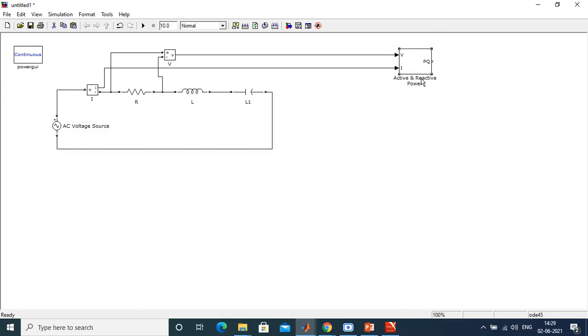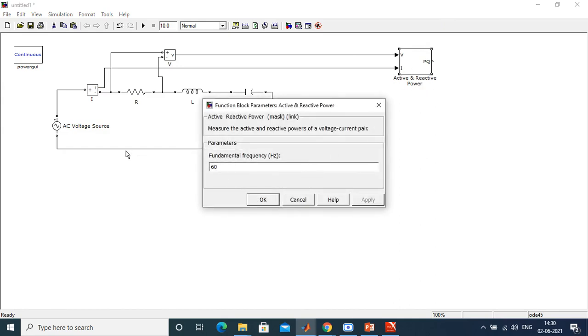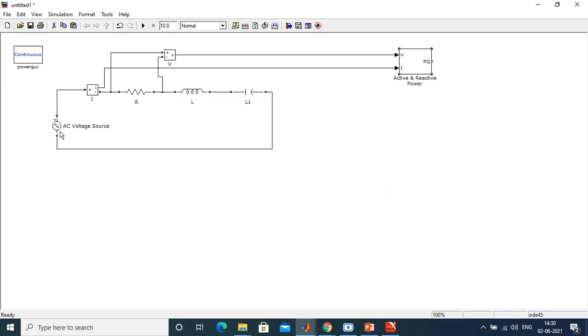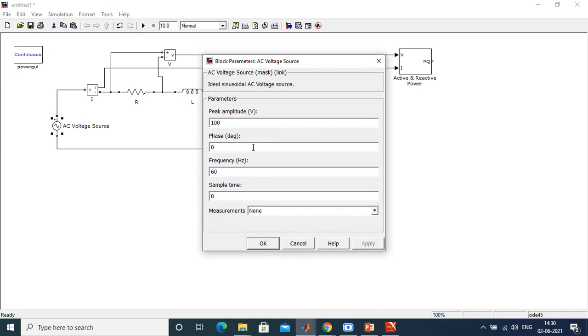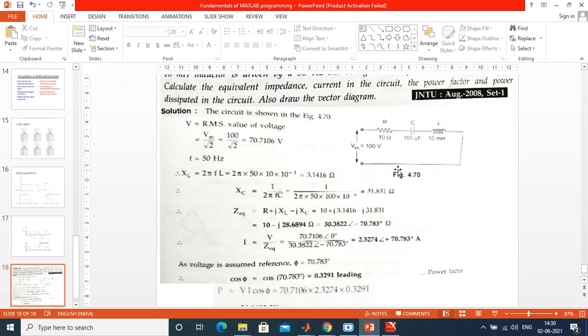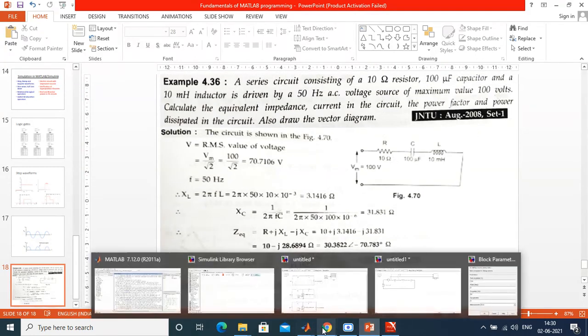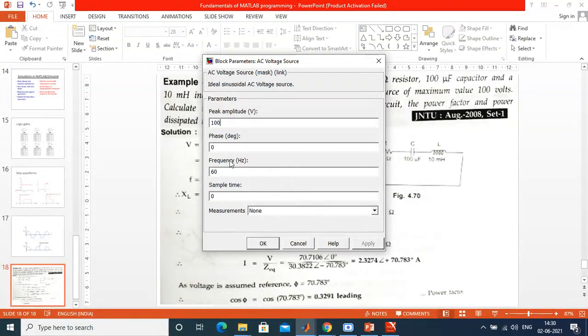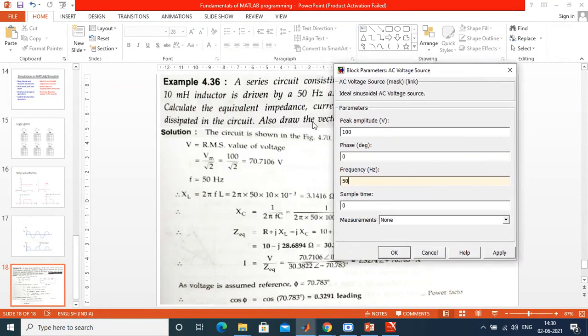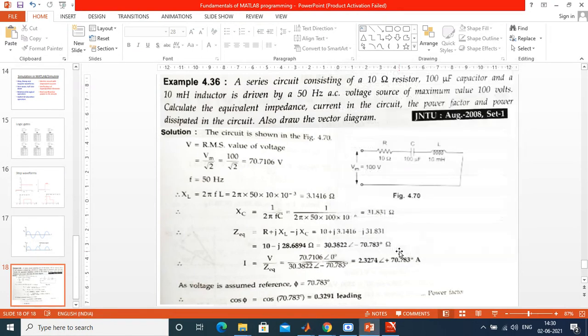Yes. So now I have given V and I as the inputs for active and reactive power. Here what is the voltage source frequency value? Okay, I will set the parameters now. Go to the voltage source. What is the peak value they given? 100 volts. The voltage source has a maximum value of 100 volts. So that's why 100 volts. 50 hertz is the frequency. Observe here, 50 hertz is the frequency. Apply.